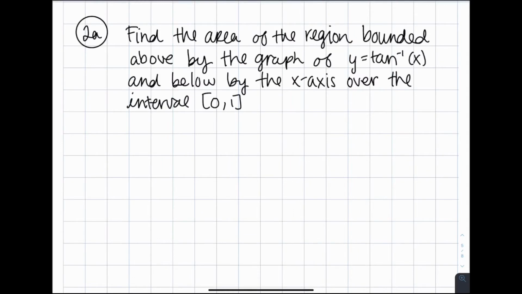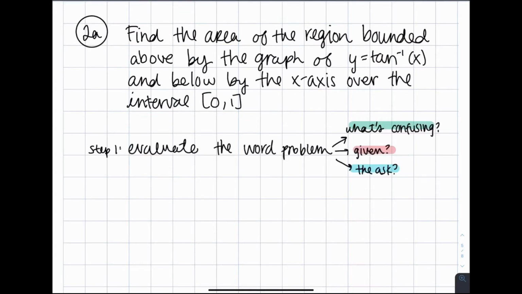So for question 2a, it states, find the area of the region bounded above by the graph of y equals inverse of tangent x and below by the x-axis over the interval from 0 to 1. So the first step I would take is to evaluate our word problem. I ask questions like, what am I confused about? What do I need to better understand? What is the given information and what exactly is being asked? Maybe the bounded above by and below by is confusing, so we can take a look at that.